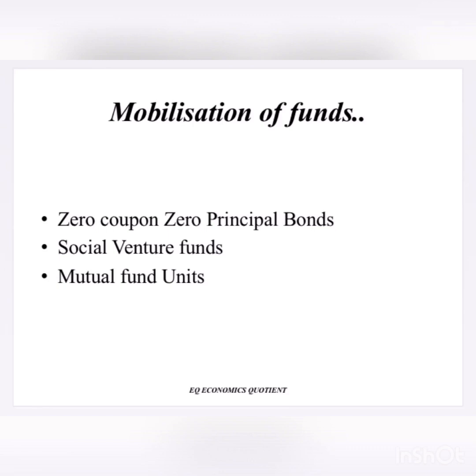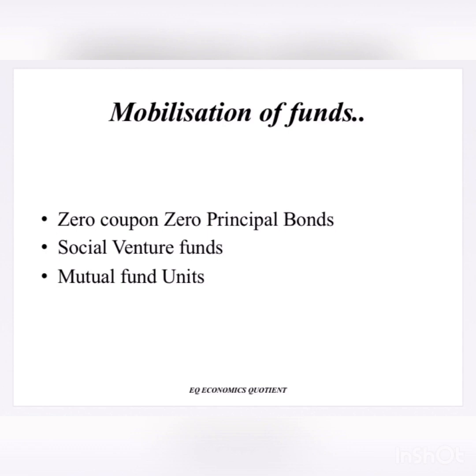First one is zero coupon, zero principal bonds. Zero coupon means it does not carry any interest and zero principal bond means the social enterprise will not repay the principal back. Then you may think how the investors will be attracted without any returns. Yes, this will suit investors who are looking to create social impact but do not wish to have any returns.